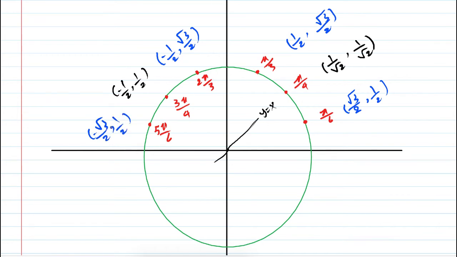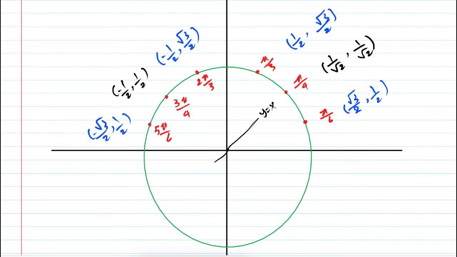Okay, as you can see, it's very, very easy to come up with these values. All you have to do is just memorize pi over 6 and pi over 4, the terminal points of those two distances. Okay, so now what? Well, if I reflect everything around the x-axis, I'm going to get everything else.